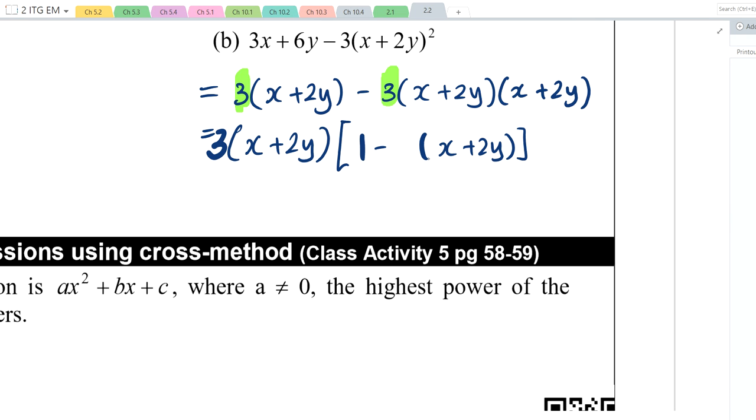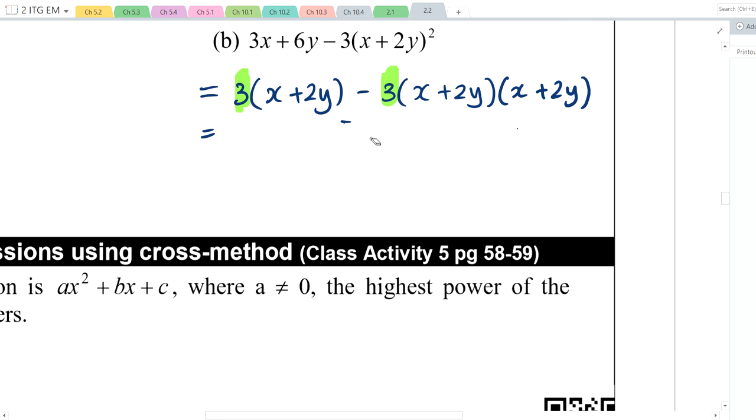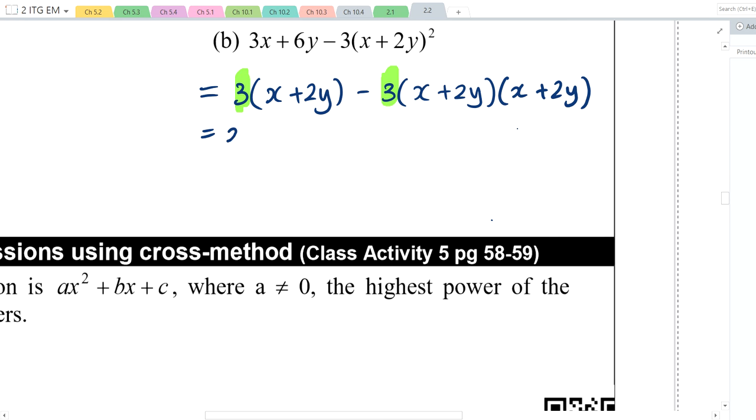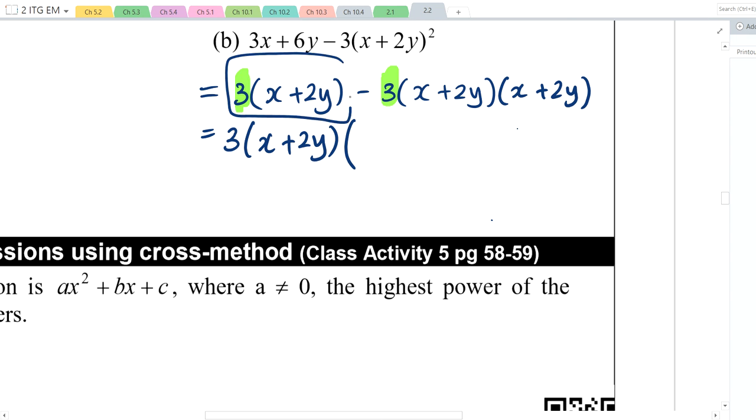Okay, one more time. I'll do everything in one step. I am now going to take out common factors. The common factor is 3. Agree that both of them have 3's? I'm going to take it out. Agree that both of them have x plus 2y? I'm going to take it out as well. I'm going to factorize these two out at the same time. What is left for the first term over here? After I factorize out 3 times x plus 2y, what am I left with? 1. Excellent. Now I'm done with the first one.